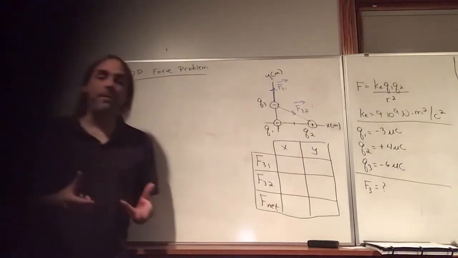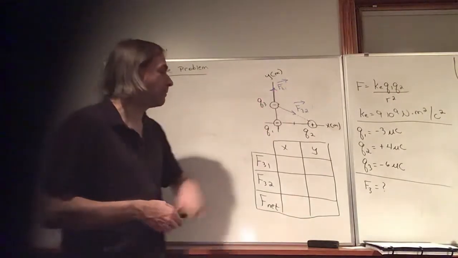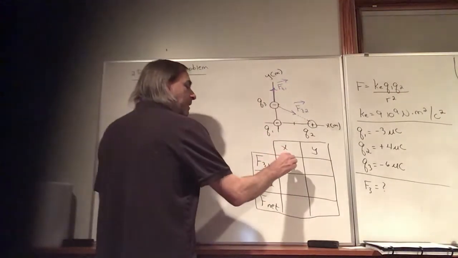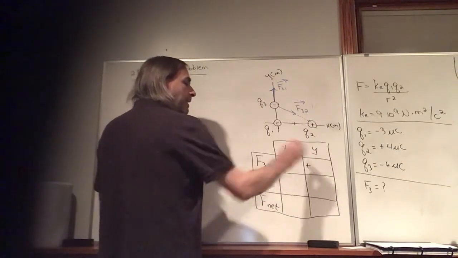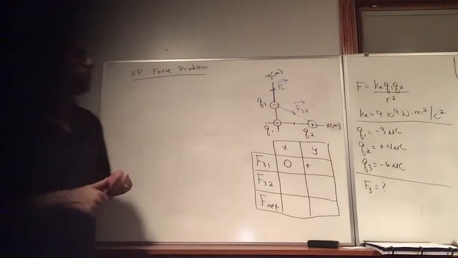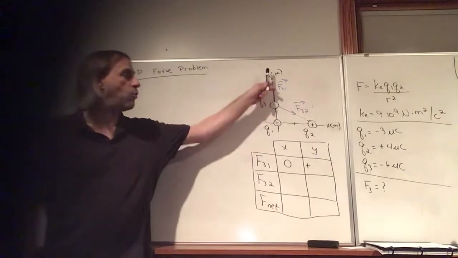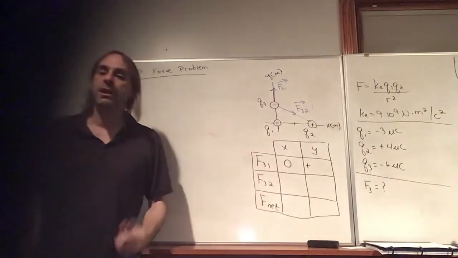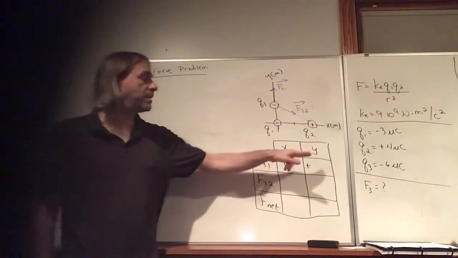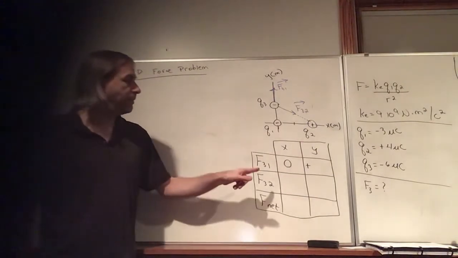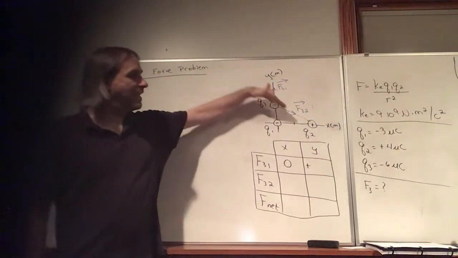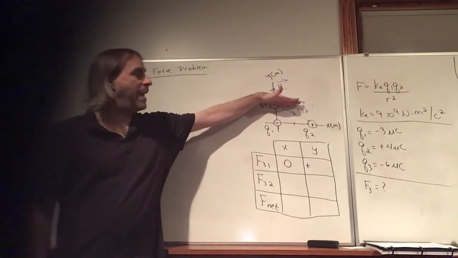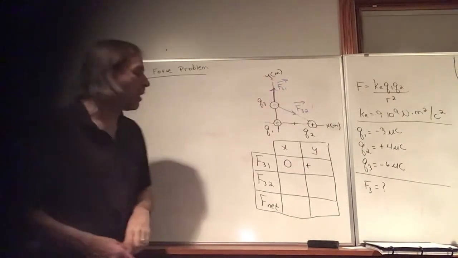So right off the bat, let's look at F31. We know the X component is 0, and the Y component is positive. So we can tell just the direction of F31, it's pointing in the positive Y direction. It has no X component, so that's 0. That one is positive. If we look at F32, it's going in this direction. So we go in the positive X direction and the negative Y direction.